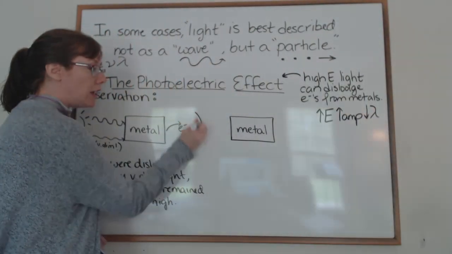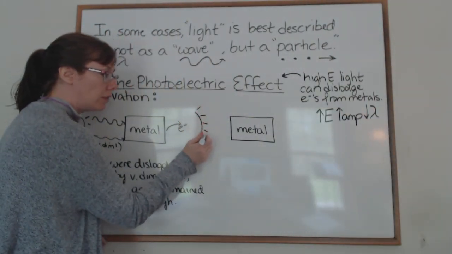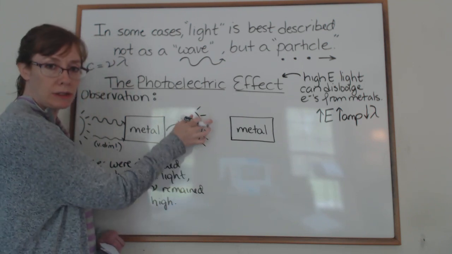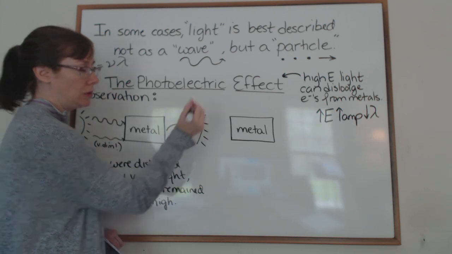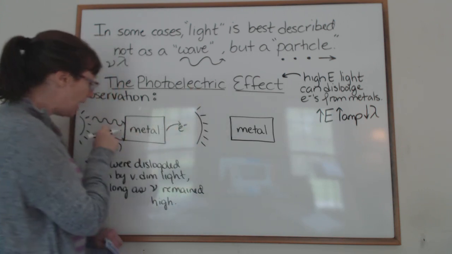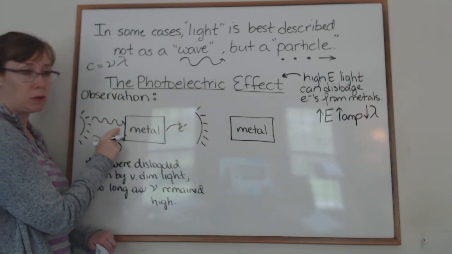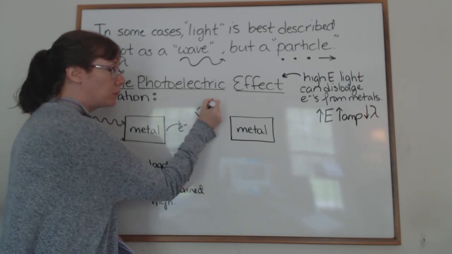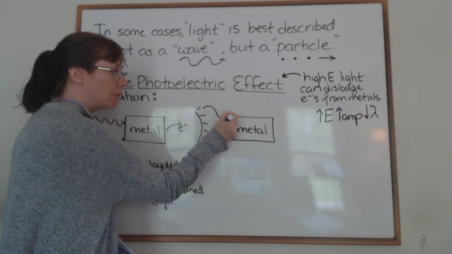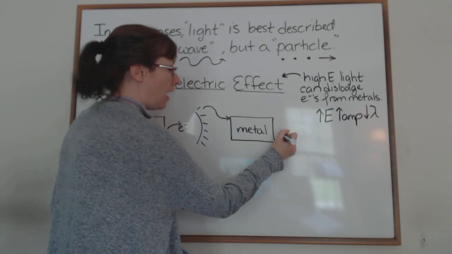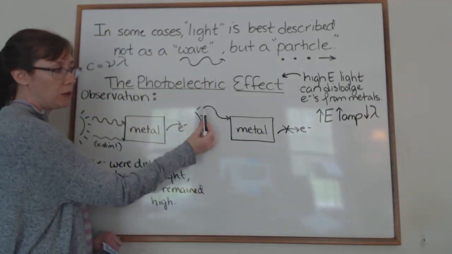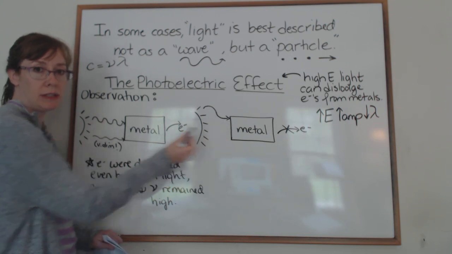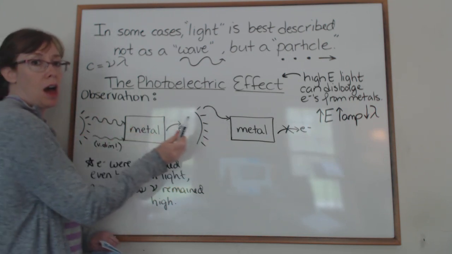When the scientists shined light, they were playing with the light that comes out of the light source. If they increased the wavelength, which means lowering the frequency, they were not able to get electrons to come out. Notice I increased the wavelength compared to over here.